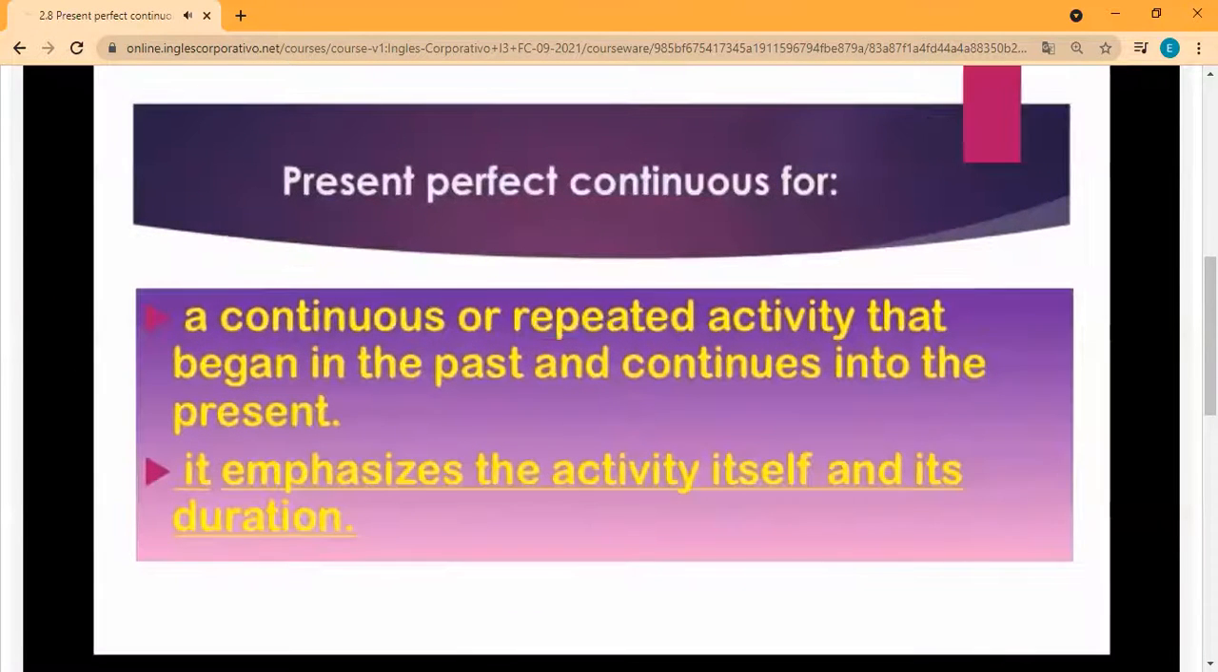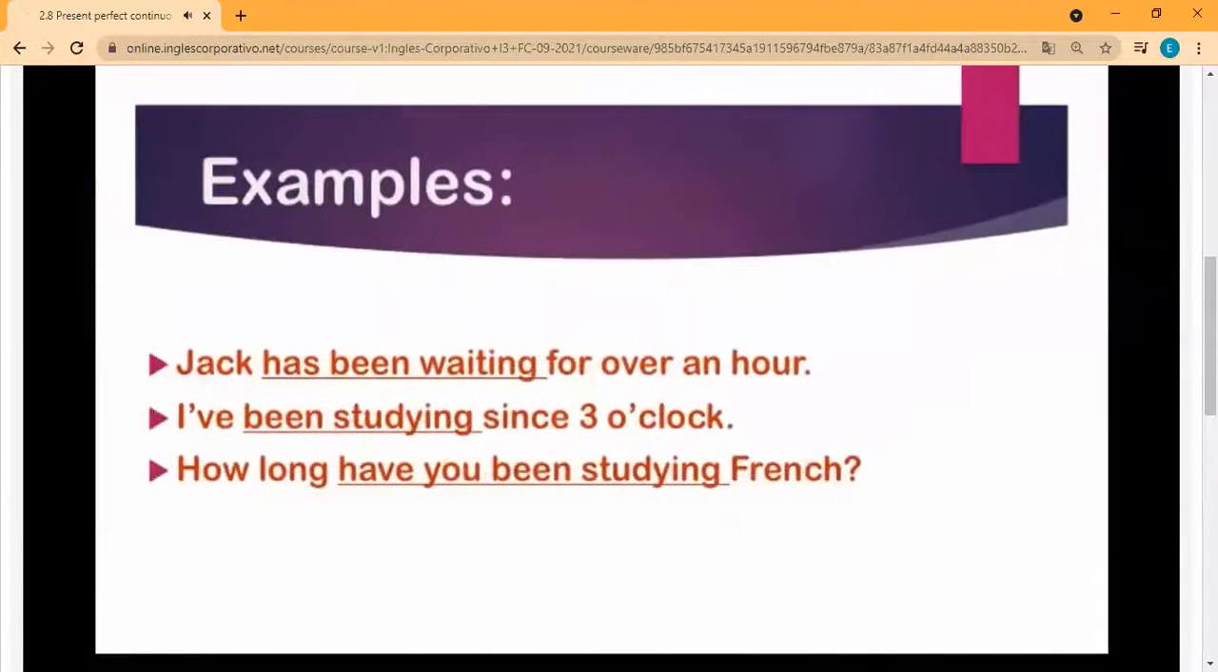I've been spending it. Moving on, present perfect continuous is a tense used for a continuous or repeated activity that began in the past and continues into the present. It emphasizes the activity itself and its duration. Let's look at these examples. Jack has been waiting for over an hour. I've been studying since 3 o'clock. How long have you been studying French?